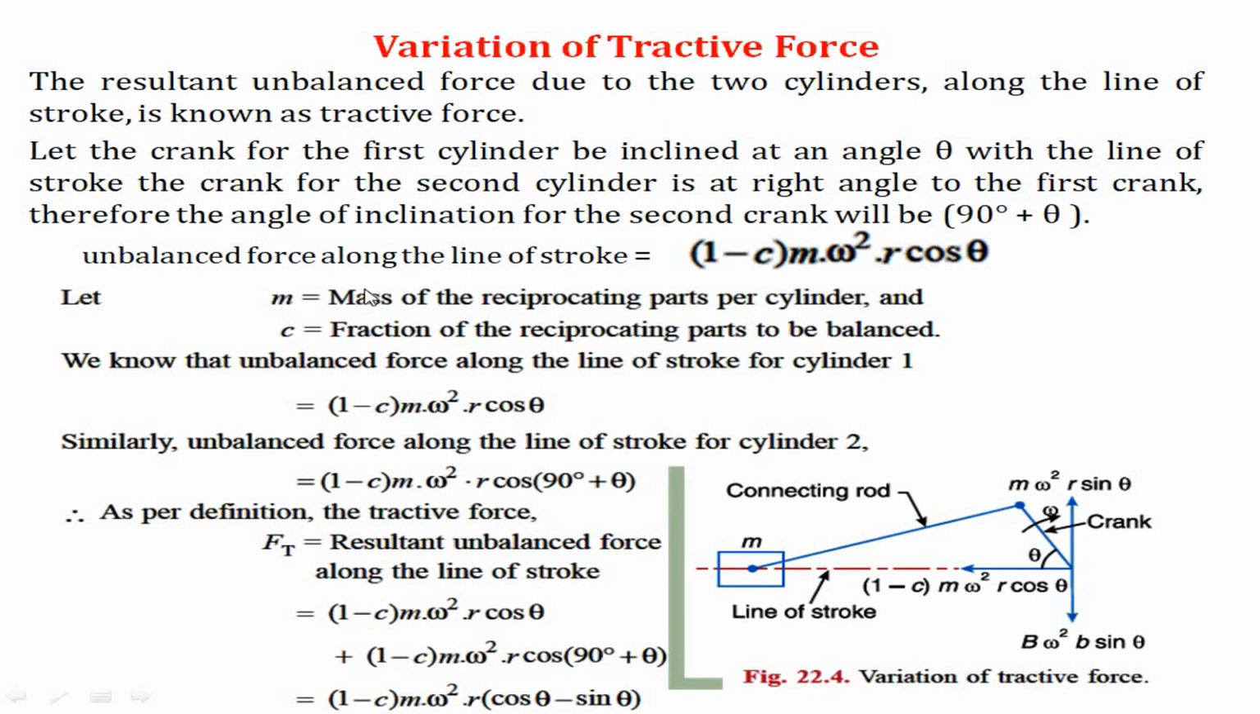The unbalanced force along the line of stroke is given by (1 minus c) m omega square r cos theta. For the locomotive, we have two cylinders, so two different forces of amount (1 minus c) m omega square r cos theta and cos (90 plus theta) will be generated. The resultant of both of these forces is known as the variation of tractive force. As per definition, it is represented by Ft, the resultant of unbalanced forces along the line of stroke, and we get the equation (1 minus c) m omega square r (cos theta minus sin theta).